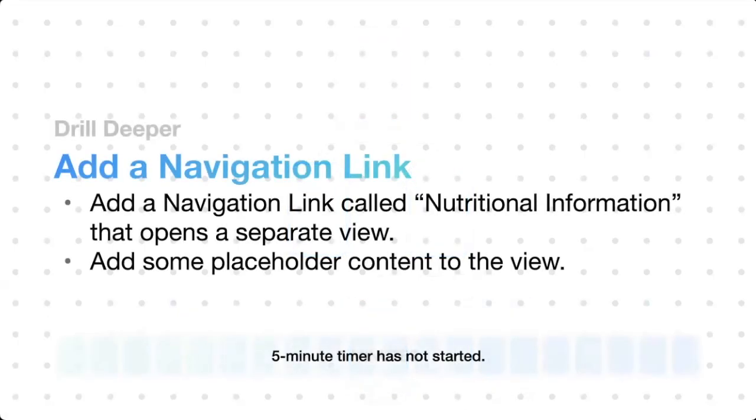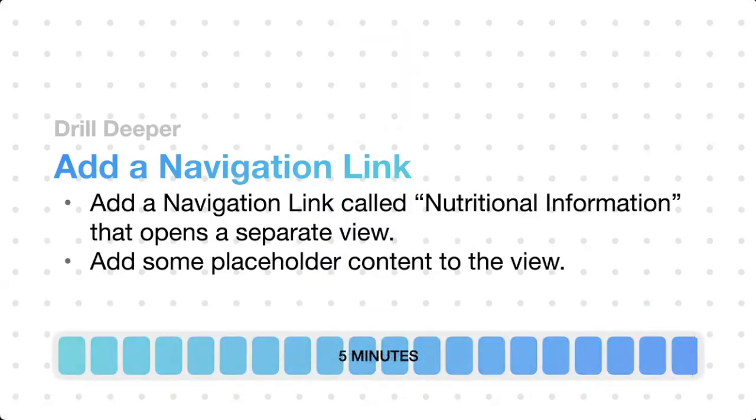So I want you to try this out on your own now. I want you to try to create one level deeper by using a navigation link called nutritional information, and you can put some placeholder content over there. That navigation link, once again, lives within our form. And when you tap on it, it should go one level deeper down that hierarchy to present even more information. So here's another 5 minutes, and all the best.